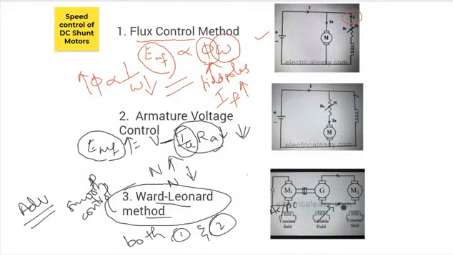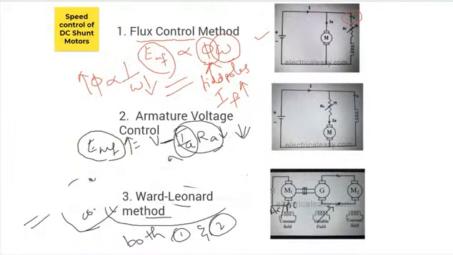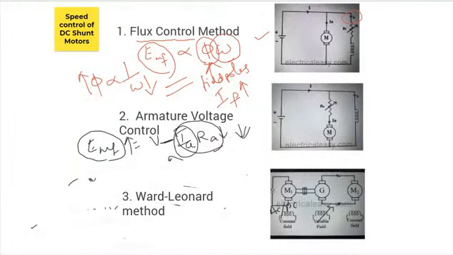So by applying both these methods and by having a smooth control over the applied voltage of your DC shunt machine, you are achieving the smooth control, and you can vary both your flux and your resistance. So you can operate it in a very wide range of speed control.